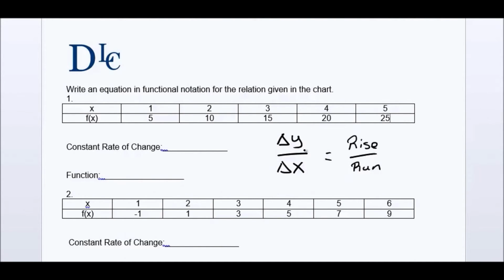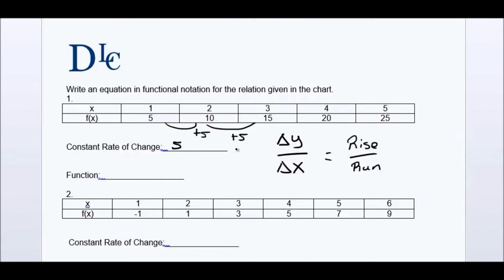So the difference in the y's. Okay, so this is what we're going to do. From our first y to our second y, we added 5. And if you see the pattern, our change is 5. From 10 to 15, added 5. From 15 to 20, we added 5. So the change in the y is 5.